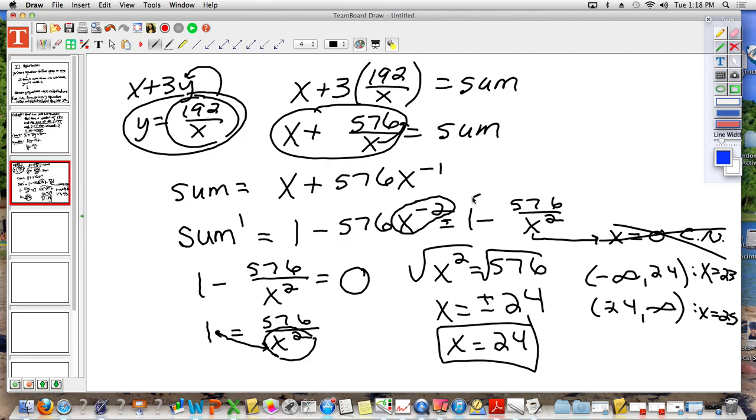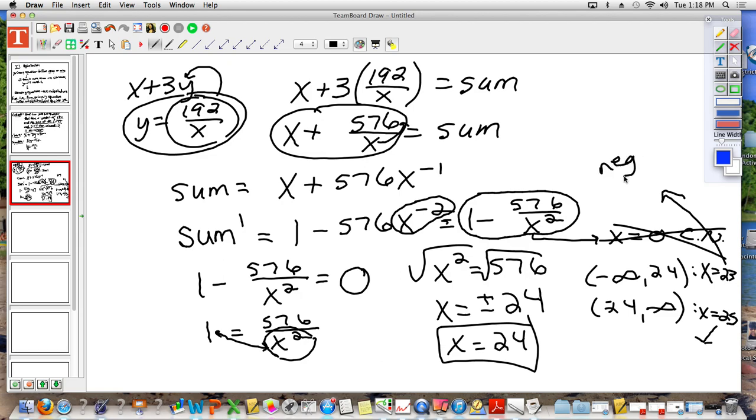Yeah, try this. Type this in: 1 minus 576 divided by x squared. Type that into your calculator. Make a table. Try 23 and 25. What happens at 23, you guys? Not concave. Is it a negative number? Yes. It's a negative number. So if it is a negative number, what does that mean?